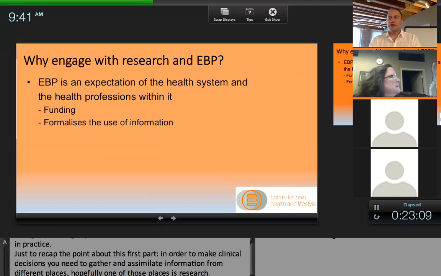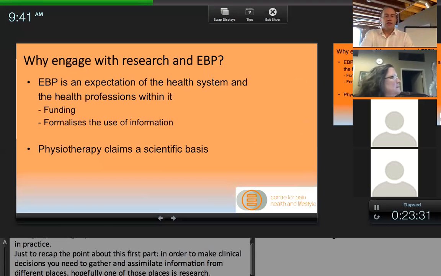More importantly though, I think the aim of evidence-based practice is really to formalise how you use information. And it's not just research information, okay? It's a sort of framework for judging the sorts of information that you pay attention to and that you don't.